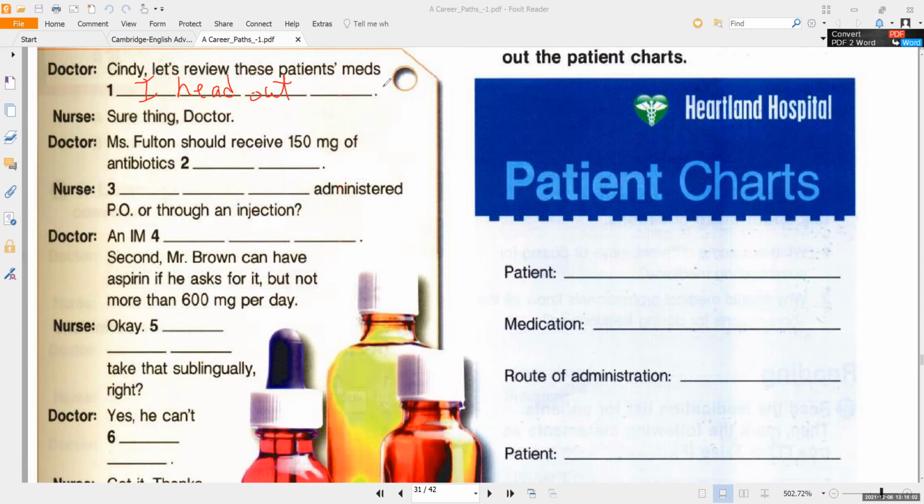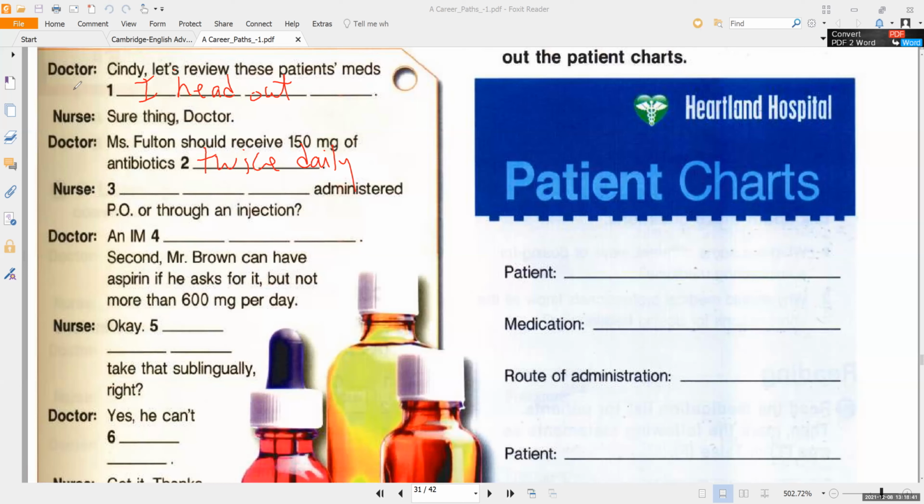Number 2. Sure thing, Doctor. Ms. Fulton should receive 150 milligrams of antibiotics twice daily. So, Ms. Fulton should receive 150 milligrams of antibiotics twice daily. Twice daily. Yes.